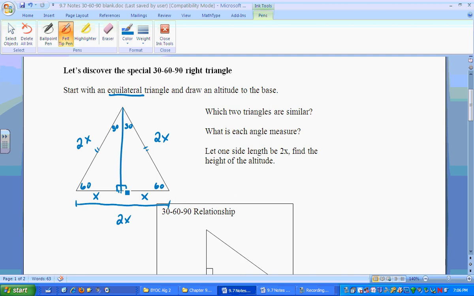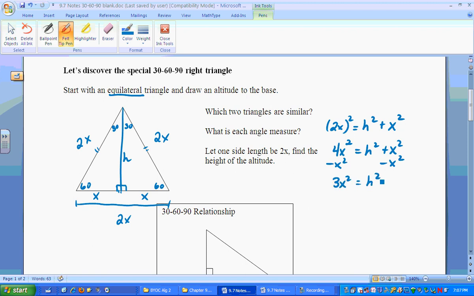Well, we learned prior to this a formula. If we had a right triangle, it was called the Pythagorean theorem. So looking at this right triangle, we know that (2x) squared is equal to, we'll call this h, that's what we want to find, the missing side, h squared plus the base, which is x squared. We're solving for h. Well, 2x squared is 4x squared, equaling h squared plus x squared. Minus x squared, this is 3x squared equaling h squared.